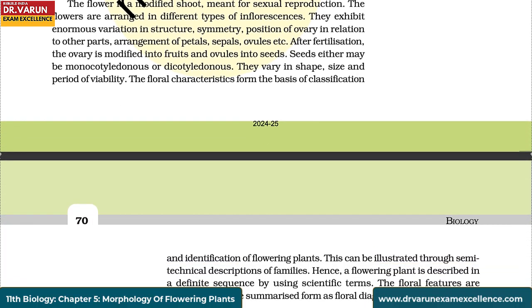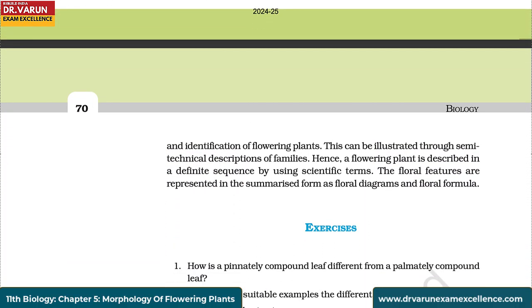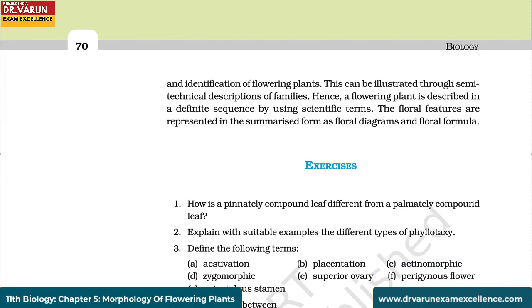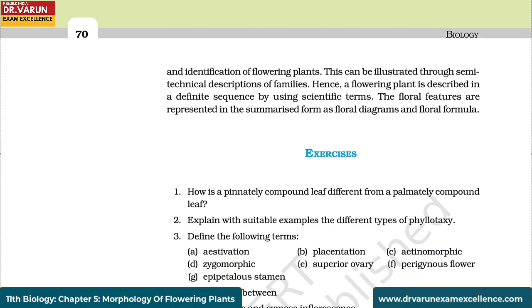The floral characteristics form the basis of classification and identification of flowering plants. This can be illustrated through semi-technical descriptions of families. Hence, a flowering plant is described in a definite sequence by using scientific terms. The floral features are represented in the summarized form as floral diagrams and floral formula.